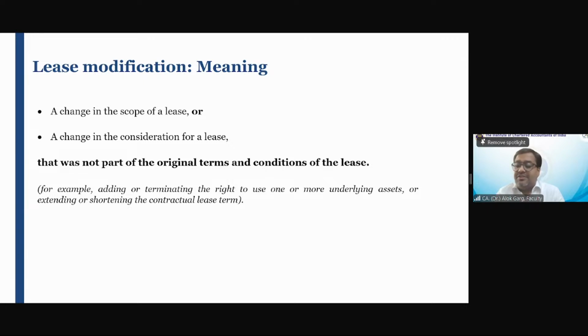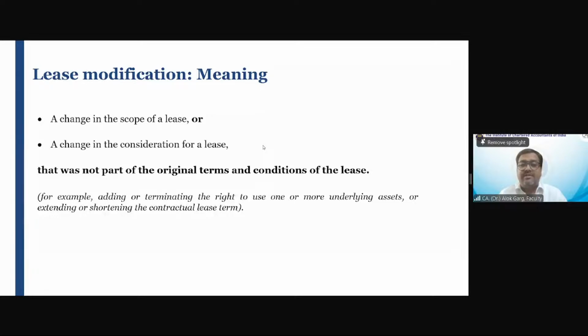Friends, a change in the scope of a lease or a change in the consideration of a lease which was not part of the original terms and conditions of the lease, for example, adding or terminating the right to use one or more underlying assets, extending or shortening the contractual lease term, right? These are considered as a lease modification. Sir, what is the accounting in case of a lease modification? This is what we are going to discuss. The accounting of lease modification.